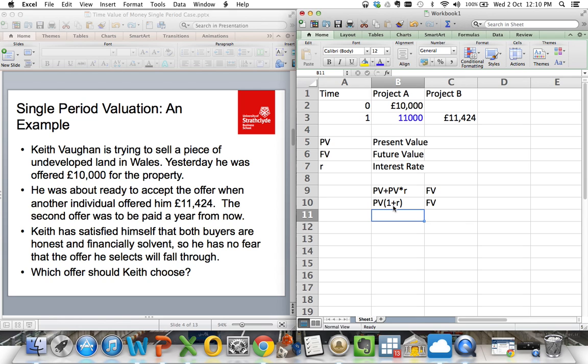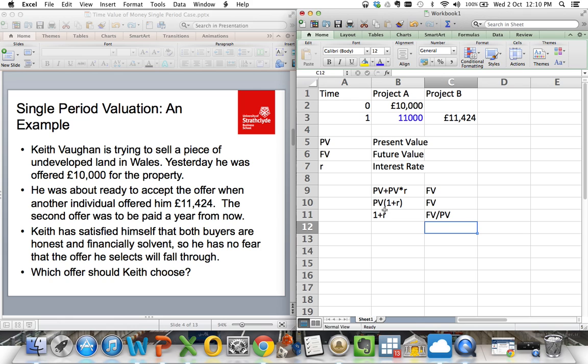Right, okay, that's a fairly straightforward thing. And then I'm going to take it even further, because I want to find R here. If I'm wanting to find R, then 1 plus R is equal to FV divided by PV.